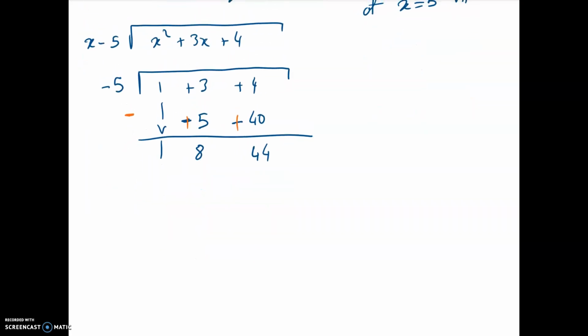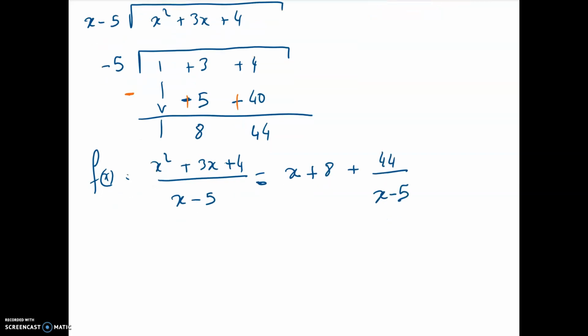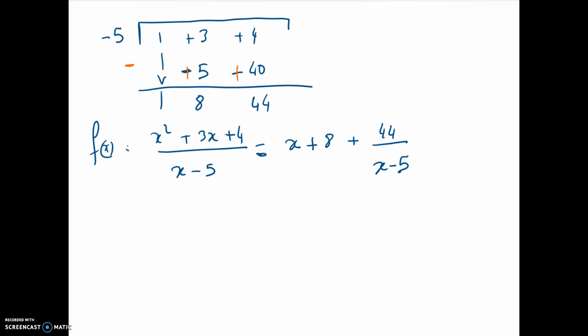So therefore, my function f of x, which was x squared plus 3x plus 4 divided by x minus 5, ends up to be x plus 8 plus 44 divided by x minus 5. And so that is telling me that the function right here, x plus 8, is now an oblique asymptote.